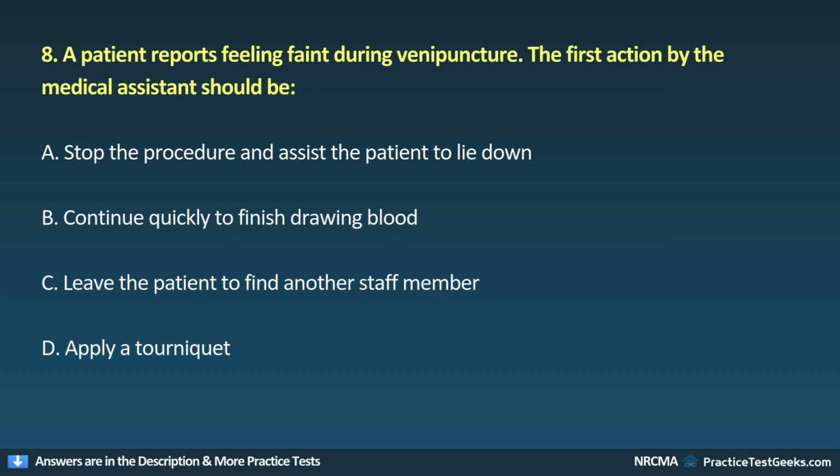8. A patient reports feeling faint during venipuncture. The first action by the medical assistant should be A. Stop the procedure and assist the patient to lie down. B. Continue quickly to finish drawing blood. C. Leave the patient to find another staff member. D. Apply a tourniquet.